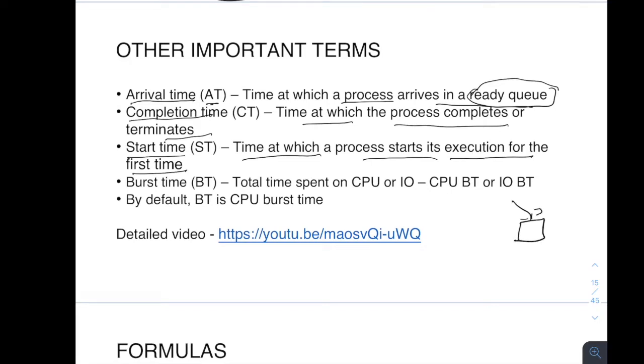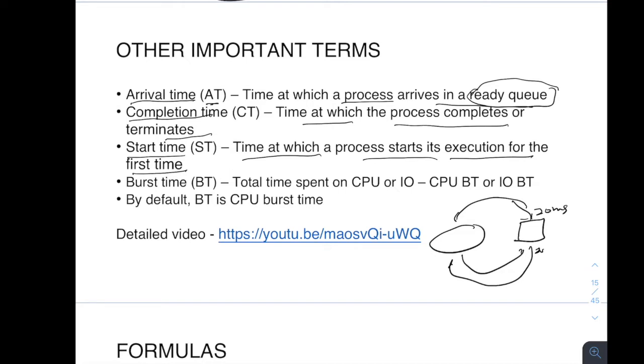I'm telling you for the first time because in a preemptive algorithm, a process can run for 10 milliseconds, and this is your ready queue, let's say. It can be kicked back to the ready queue again. Again it will run for 10 milliseconds, again it will be kicked to the ready queue. So this will keep on happening. So a process will get the CPU multiple times. So start time is when it runs for the first time on the CPU.